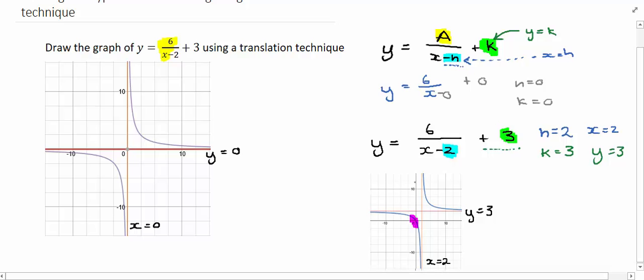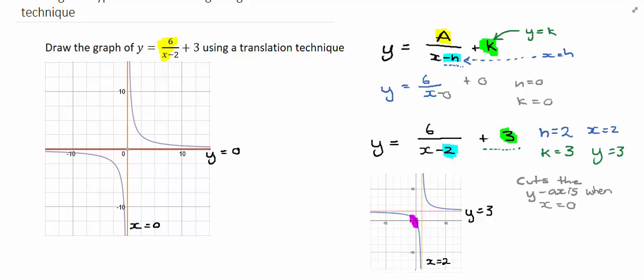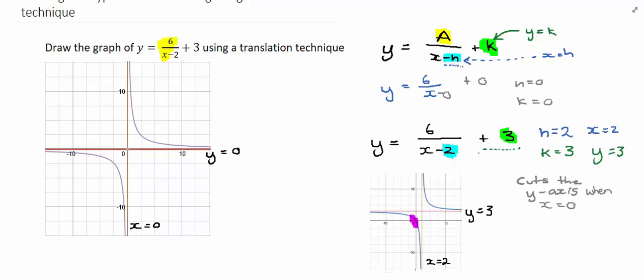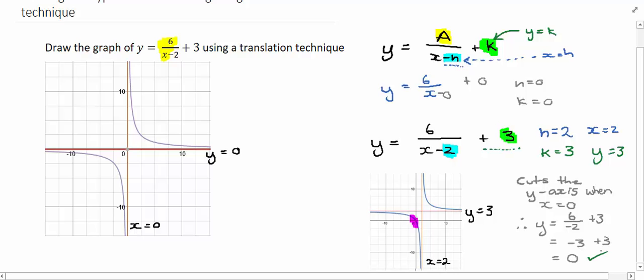Now to do that, you have to check where your intercepts are going to be. So what we're going to do is check if this does actually cut the y-axis when x equals 0. We'll do that by substituting x equals 0 into the expression and see if y equals 0 as well. Okay, so we can see there that y equals 0, so that checks out. So we know that we've got our line at the right spot cutting the y-axis at x equals 0.